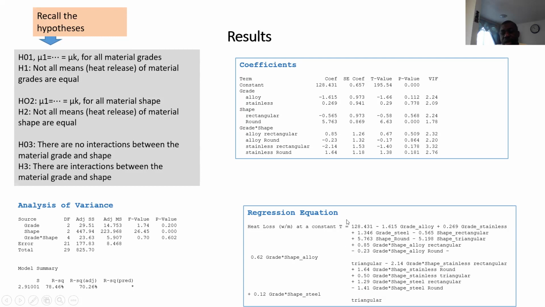And here we have tried to outline the regression equation. One thing which is important to interpret here is the constant, which shows a very low p-value. That means for our two categories, three grades and the shape, there is a kind of intercept at 128 with a very high statistical significance.